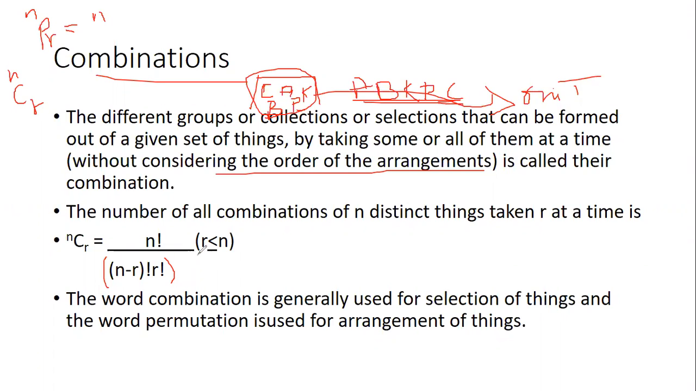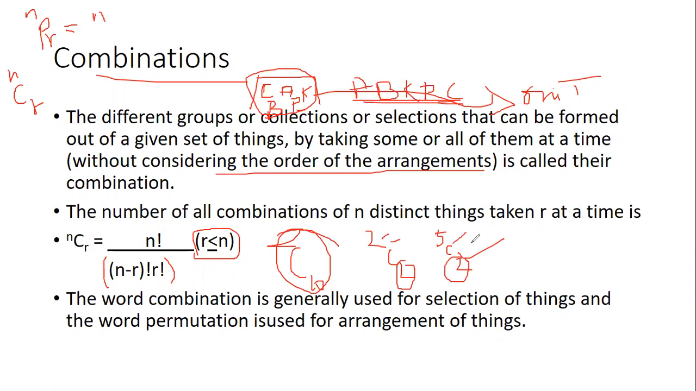But the rule is r should be less than or equal to n. So you cannot have something like 2C10. This is not possible. r should be less than or equal to n. You can have 2C2, or you can have 5C2. This is also okay. Either r is equal to n, or r should be less than n.